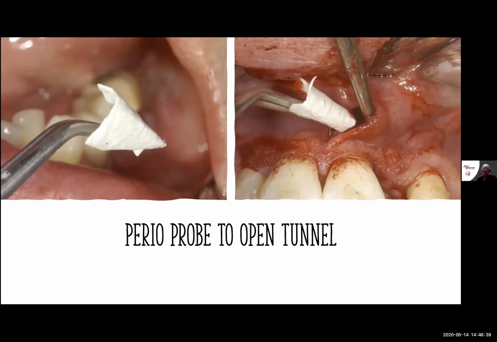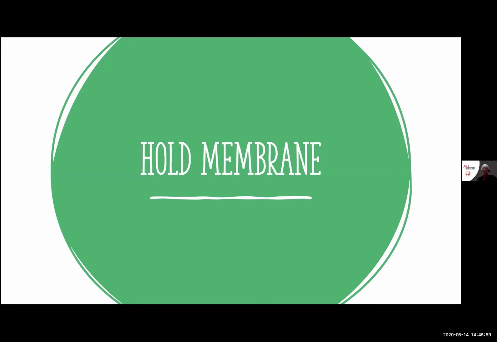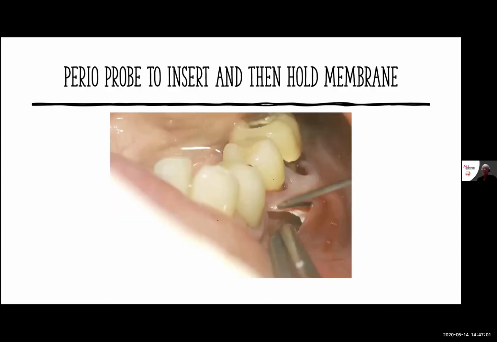But I insert it with a perio probe that I will hold the tissue out. And as I hold the tissue out with this, I'm going to insert that in. I'm keeping my perio probe in so that there's the space that I can insert this all the way to the extent that I want to have my defect filled. And then I need to hold the membrane. So once I've inserted that, at that point, I'm pulling my perio probe out while my cotton pliers are still in. And then I'm going to insert my perio probe into the tunnel area and then remove my cotton pliers.